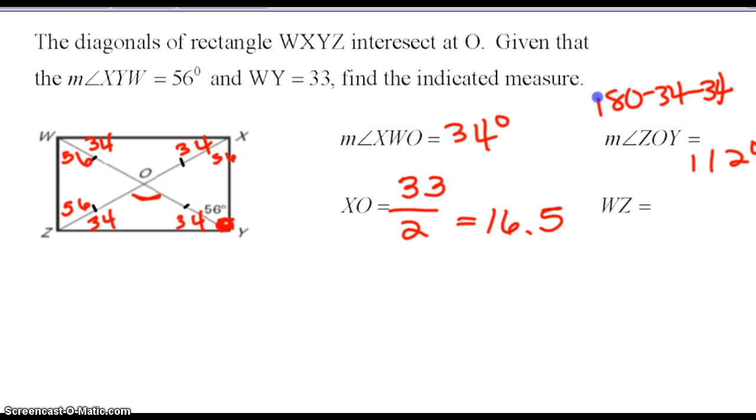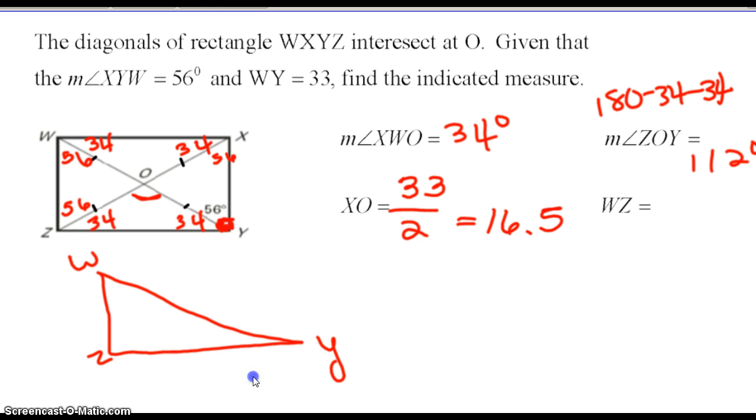The last thing we have to do is be able to find a side length given this rectangle, and this is not an easy problem. So if I just draw a triangle, I know that this is W, Z, Y. I'm just drawing this triangle, and there's a reason I'm drawing it, because at Z, what angle is at Z? A right triangle. And if I can get a right triangle, I know that I can either use trig ratios or Pythagorean theorem.